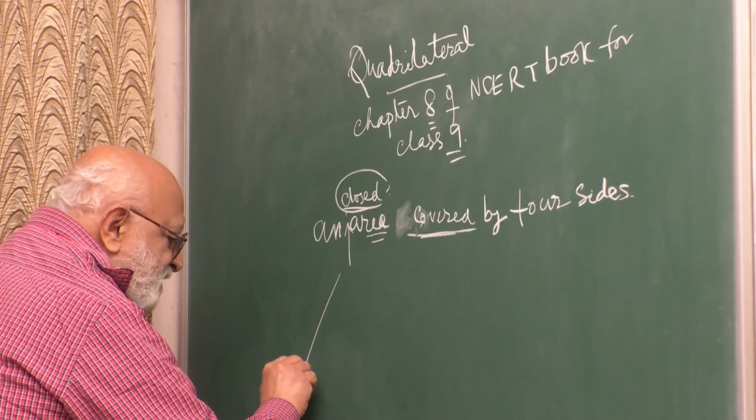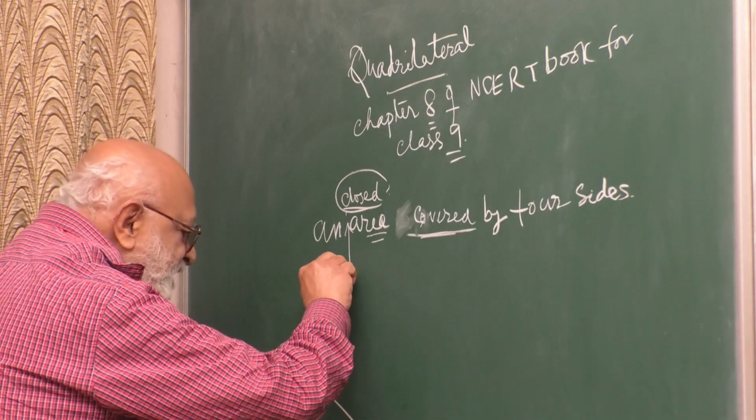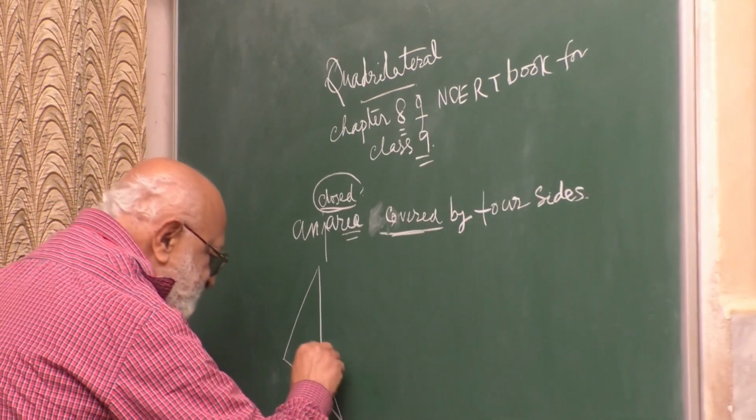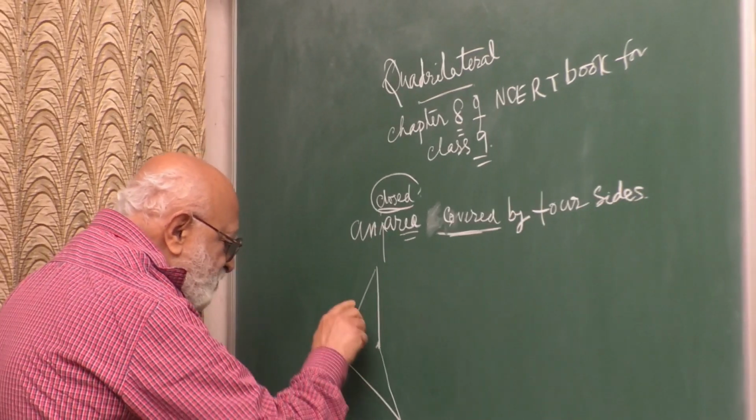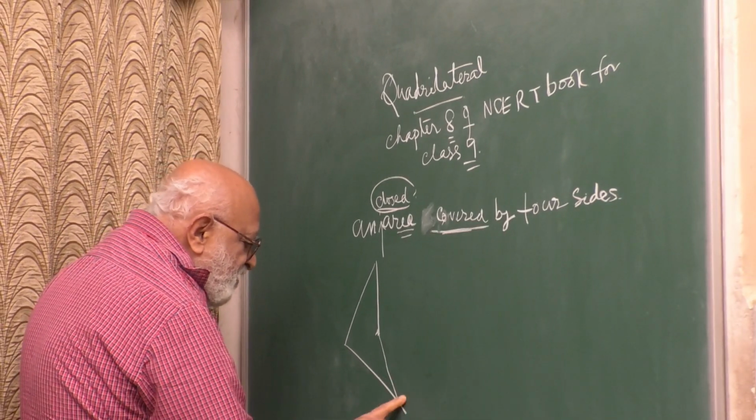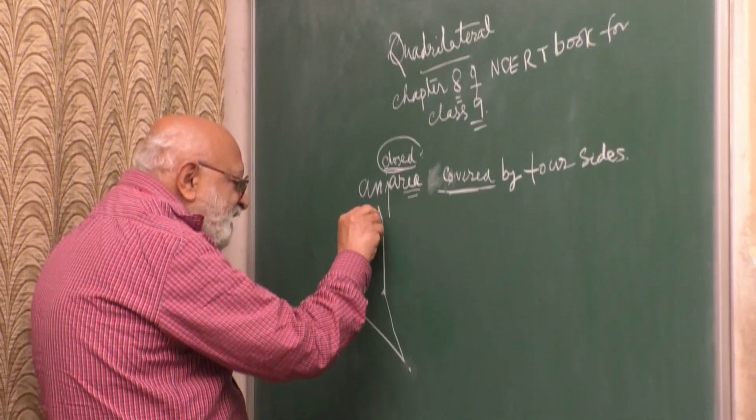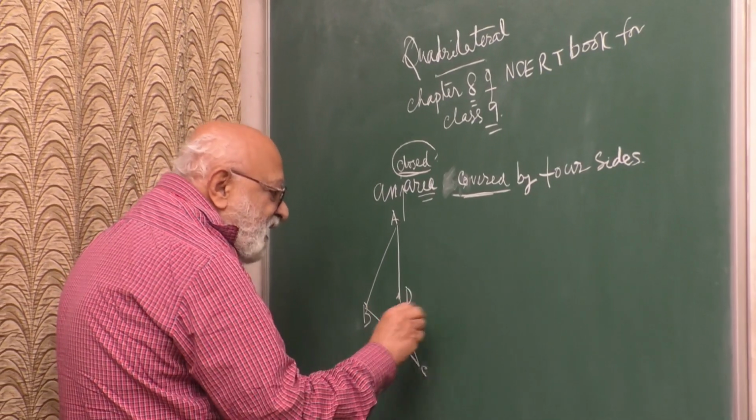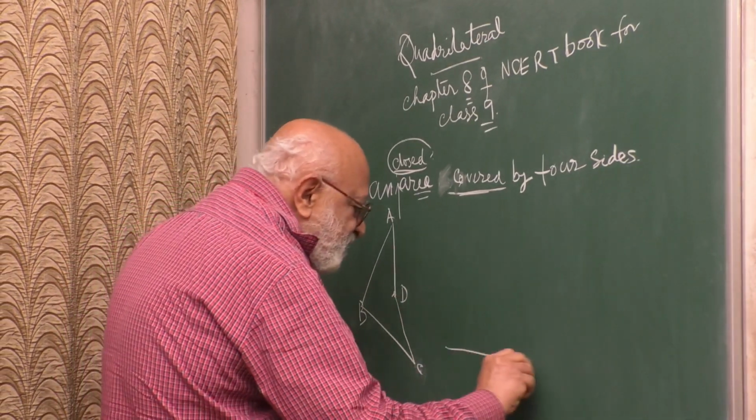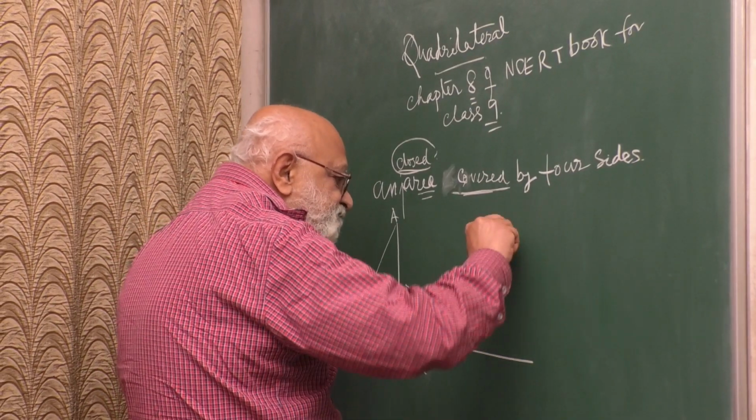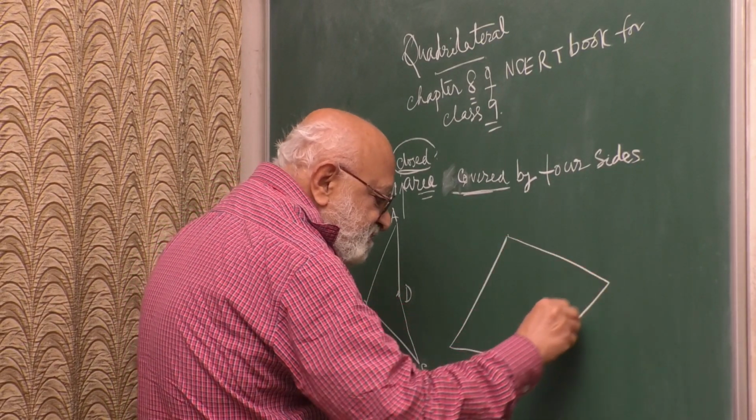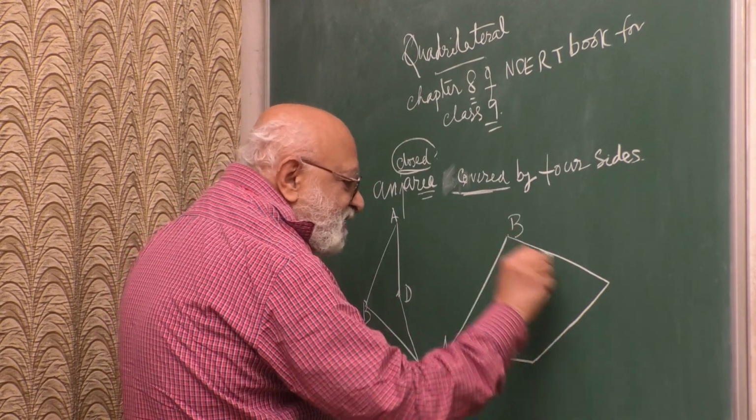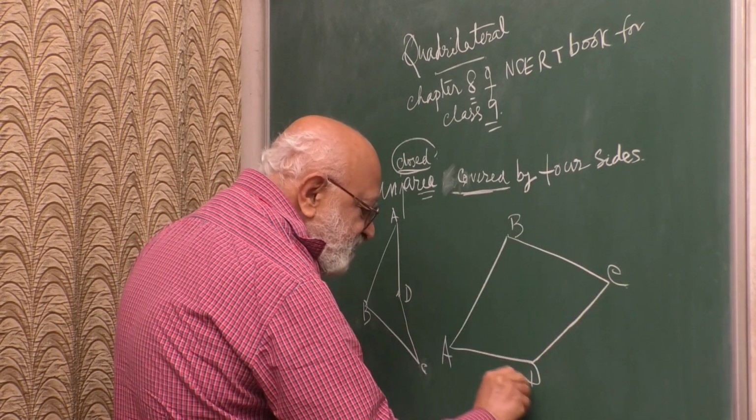I can have this, I can have something like this, and I can have something like this. So let us see, 1, 2, 3, 4. Call it A, B, C, D. I can also have an area which is like this. So this is also A, B, C, D.